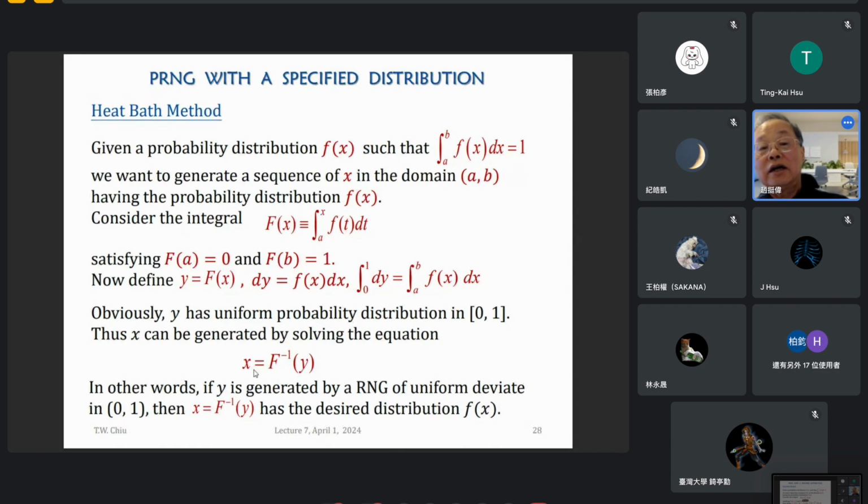Since y is a uniform distribution, and x has the fx distribution, the x you get must obey this distribution fx. So is this clear? Any question on this?